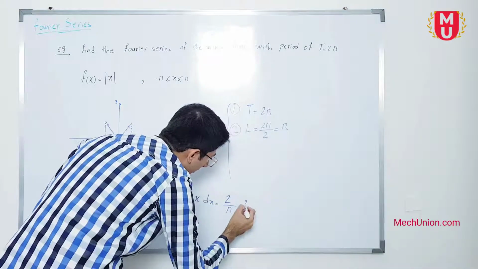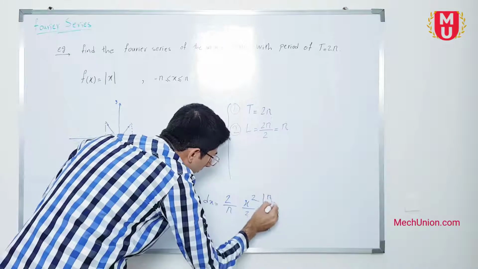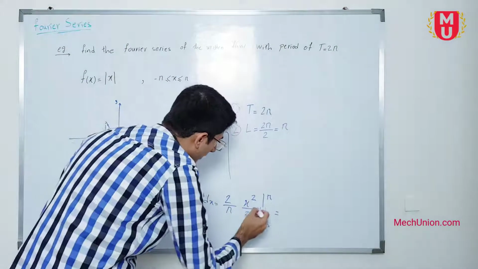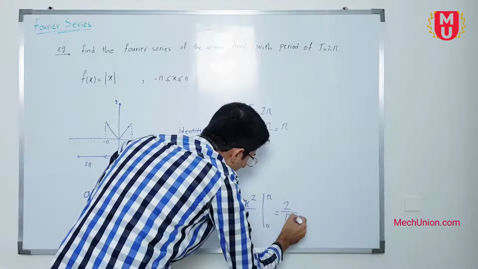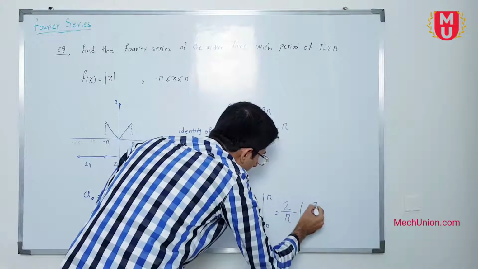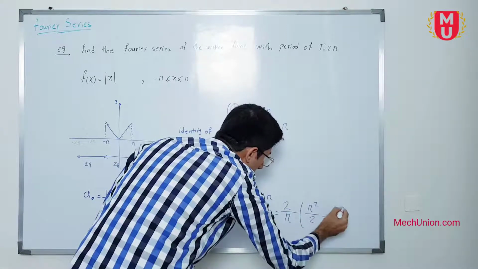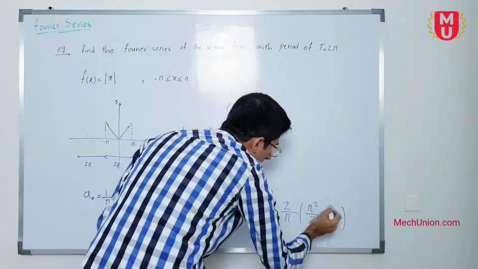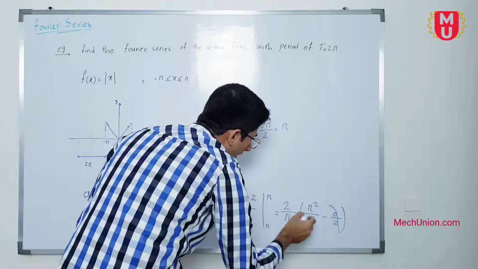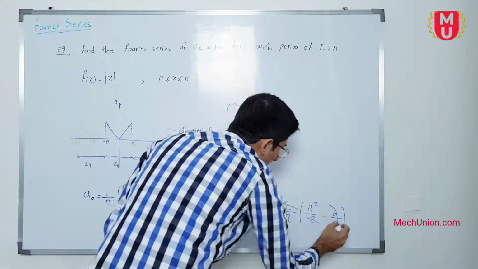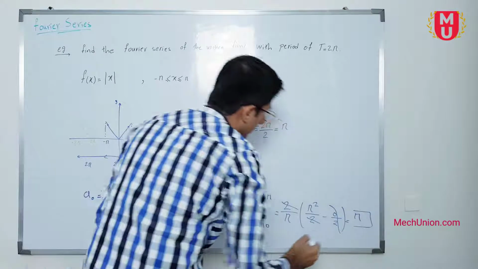Integration of x is x to the power of 2 over 2 from 0 to pi. If we substitute the pi and 0, we will have 2 over pi, pi squared over 2 minus 0 over 2. It's 0. Pi squared is simplified with pi and 2 is simplified with 2. We will have pi. This is A naught.